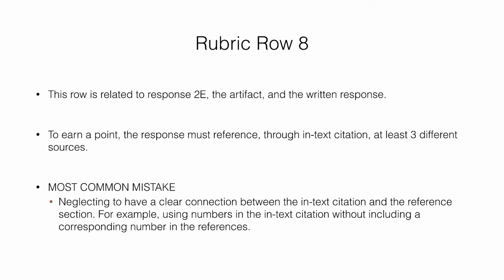Finally, with row 8, they just need to have at least 3 different citations. So in-text citation, they can use footnotes, or they can use endnotes at the end and then just have a number and put the number in their text. Other students will often have last name, first name for author, and then title at the bottom, and then they'll just cite to the author. That's another way to do it.